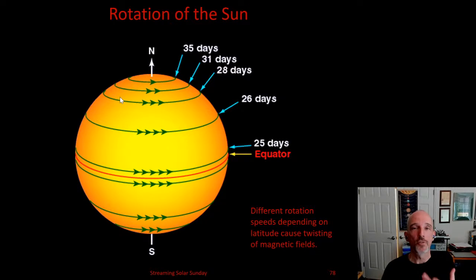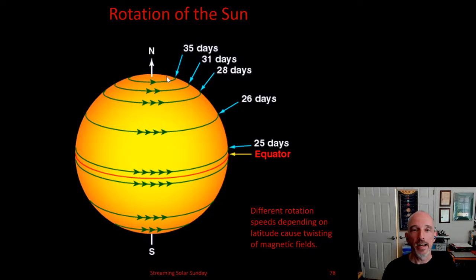If you think back to the Earth for a moment, of course the Earth is spinning on its axis. That's what gives us our day-night cycle. It takes about 24 hours for the Earth to make one rotation. And because the Earth is basically a ball of rock, the rotation is the same no matter where you are. You could be standing here on the Earth, if it were the Earth in the picture, and it would take you 24 hours to go around, or you could be at the equator and it would take you 24 hours to go around. But the sun is different.